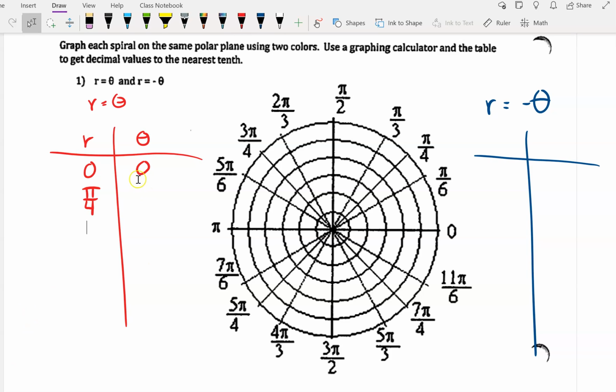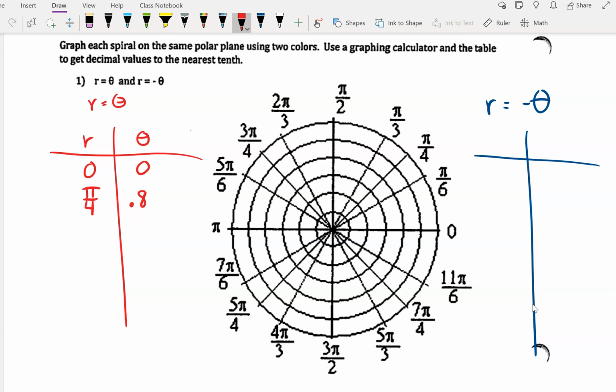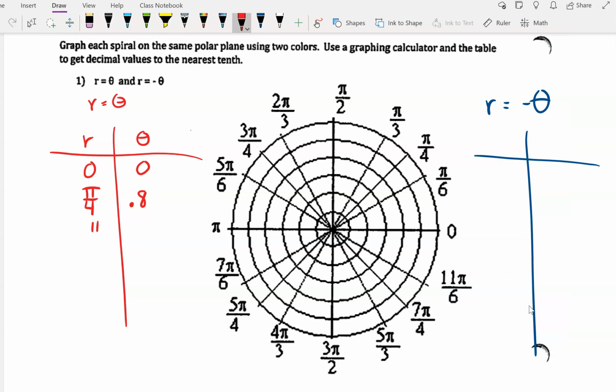And then I want a decimal value. I don't want to leave it in pi over 4 for theta. So I'm going to do, in my calculator, pi over 4, which gives me 0.78. I'm going to round to the nearest tenth, so 0.8. And then just keep going. I think the next one I'll do is pi over 2. So we'll do pi divided by 2, which is 1.6. Should make sense because that's twice as much as the previous one.